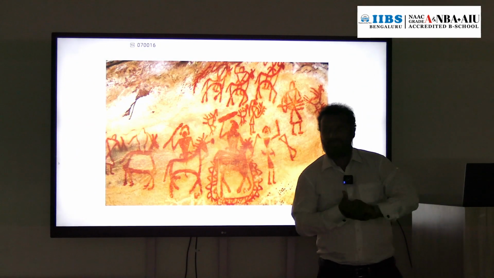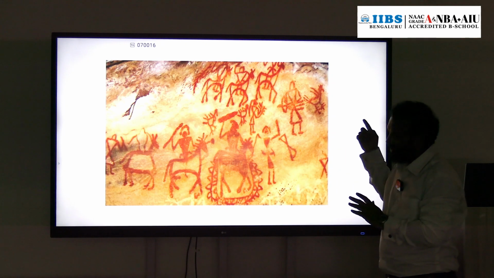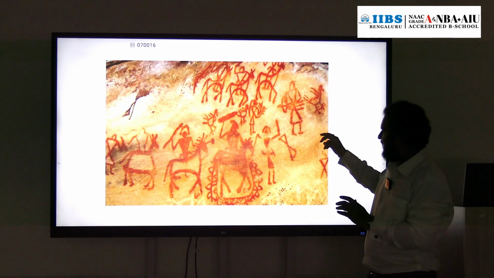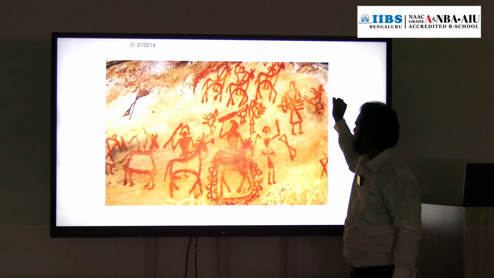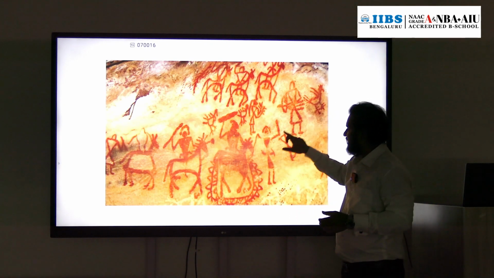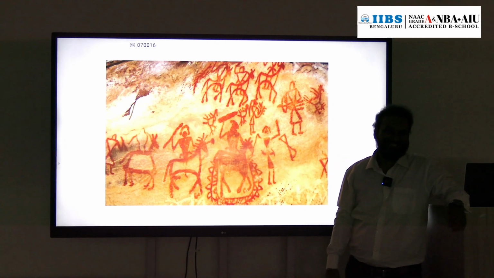See, this is an example of Bhimbetka painting. It's a war painting, a war scene, right? They have weapons. Check. They are carrying the weapons. Here animals are there. So this is about Bhimbetka paintings.